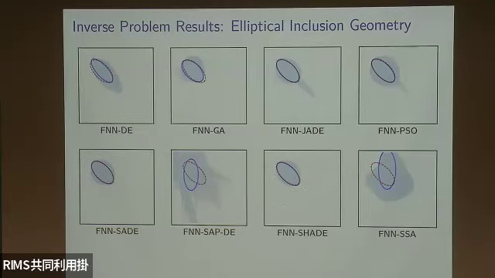Again, the surrogate optimization and GA were not very good. Standard DE was not very good. So it shows that if your hyperparameter for differential evolution is adaptive, then you get a better solution. PSO, particle swarm optimization, also did not fare well.